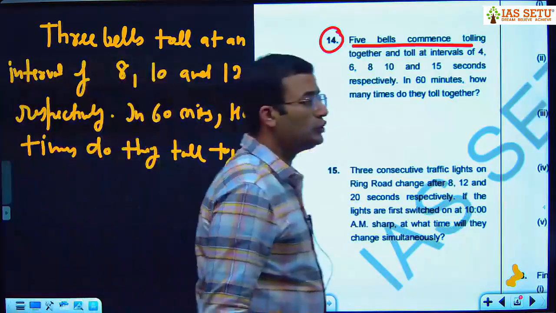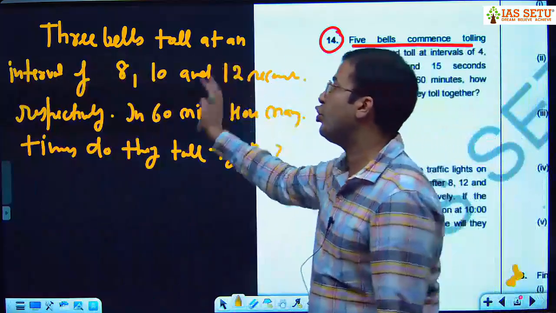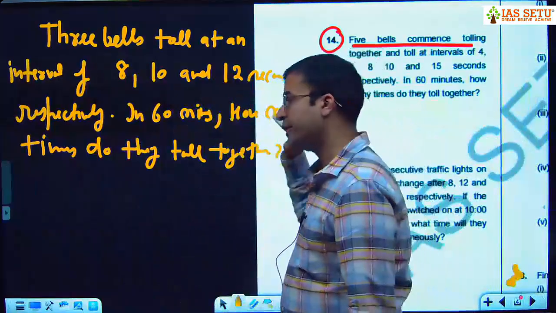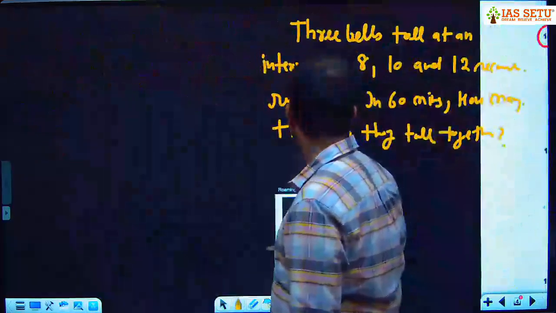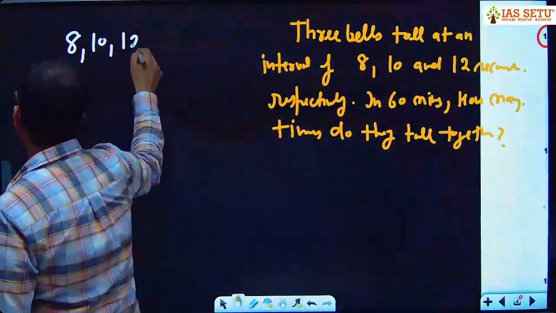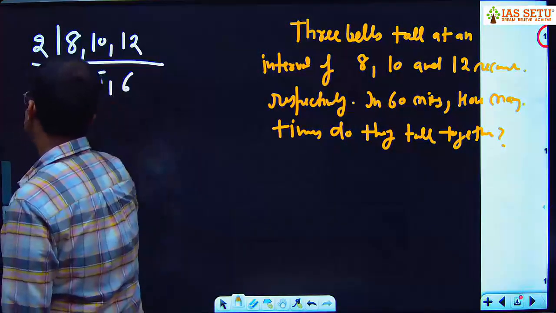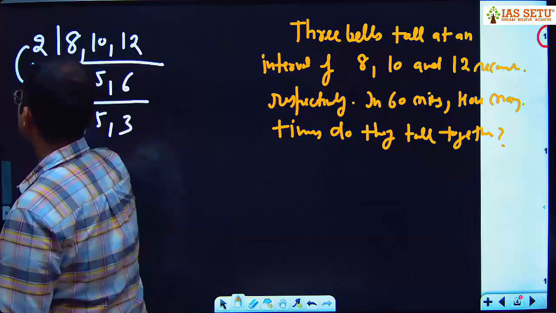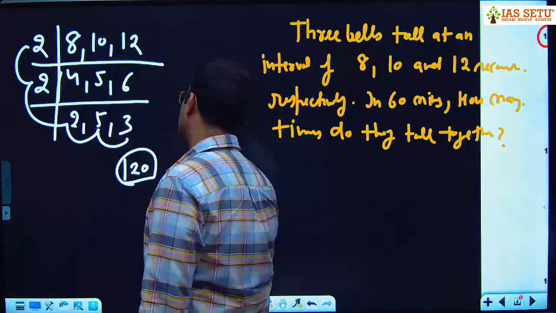So if you read the question carefully, in the earlier question it is mentioned commence tolling together. Here in this question, nowhere is it mentioned that at the starting time they have tolled together. So what we have to do, we have to take the LCM. What is the LCM of 8, 10, 12? We take 2 common: 4, 5, 6. 2 common again: 2, 5, 3. 2 into 2 is 4, into 2 is 8, into 5 is 40, into 3 is 120. That means 2 minutes.